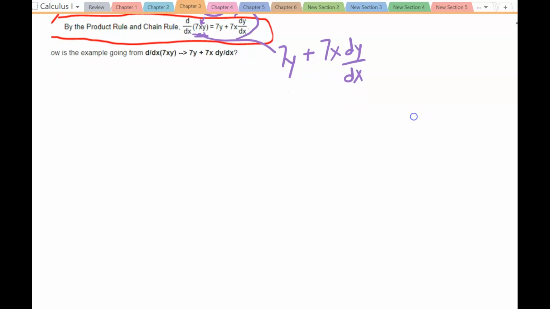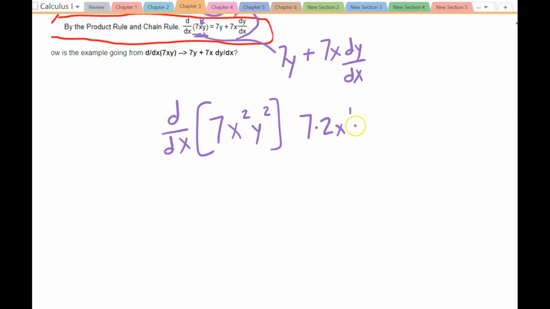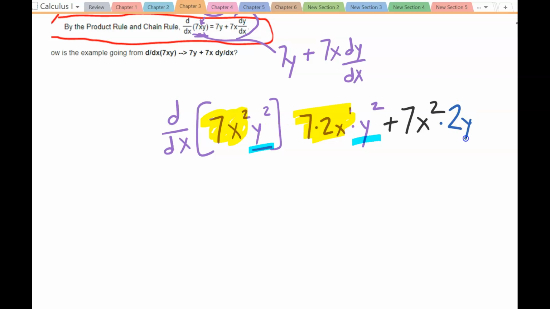Another common example, you might have something like 7x squared times y squared. And if I was taking the derivative of this expression with respect to x, I take the derivative of the first term, it would be 7 times 2x to the first power times y squared. So if this is my first one, I take the derivative of that, I hold the second term, plus holding the first term times the derivative of the second. And the derivative of the second part of it would be 2y to the first power times the dy over dx.